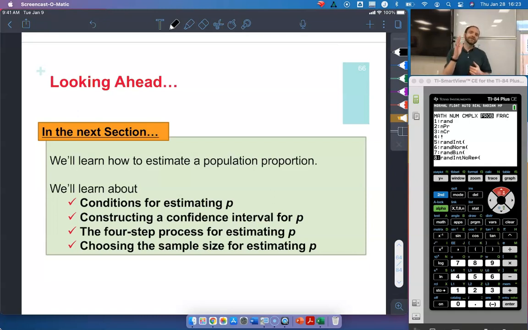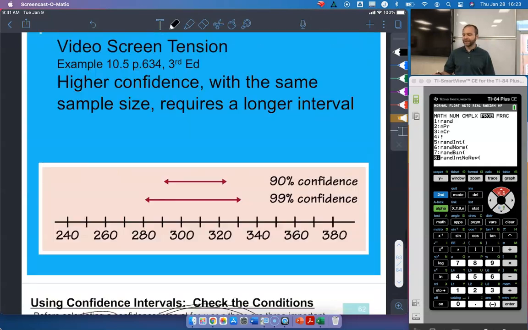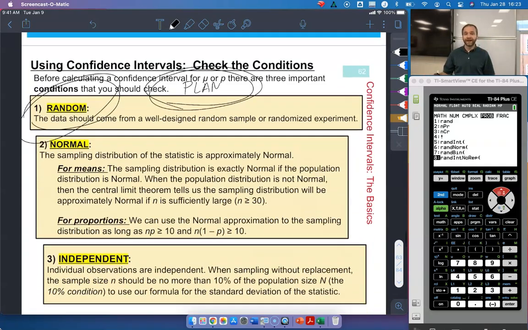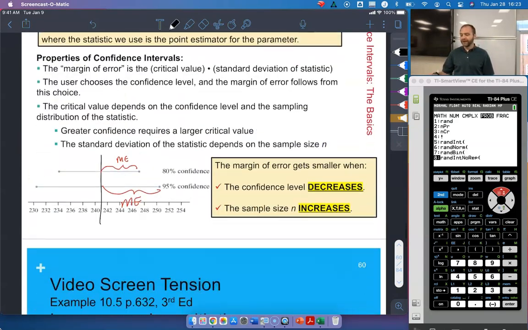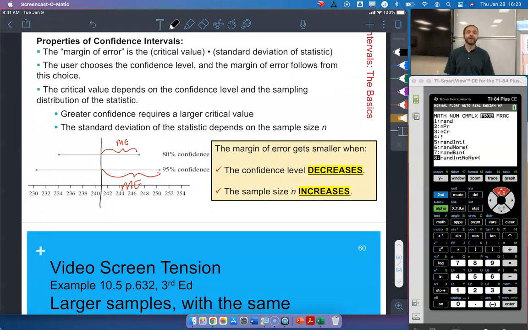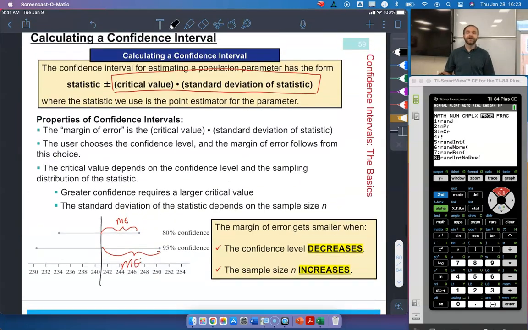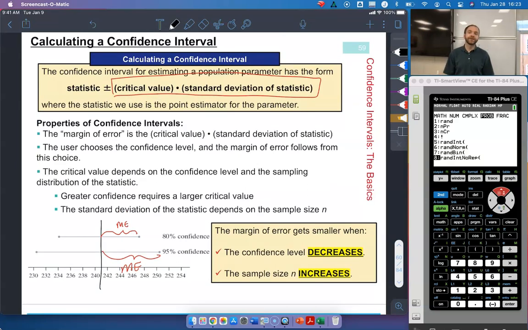Interpreting confidence level is done at the beginning of the problem. Write down an example of it. Interpreting confidence intervals is done at the end of the problem. Write down an example of it. What are your conditions? Write down what those are. And really, even what's the property of margin of error? And then, what is margin of error? Your critical value times your standard deviation of the statistic. And that's it. That's my alarm.